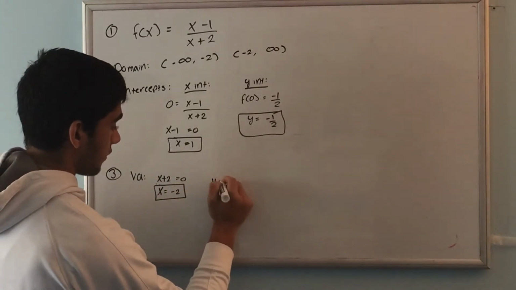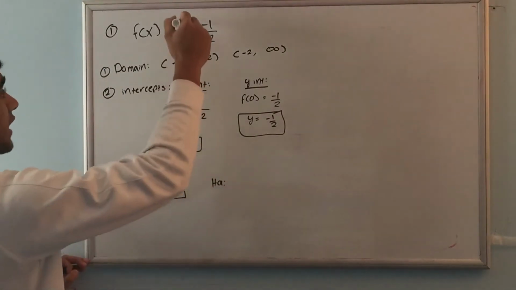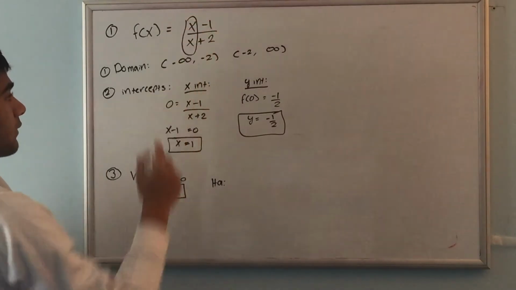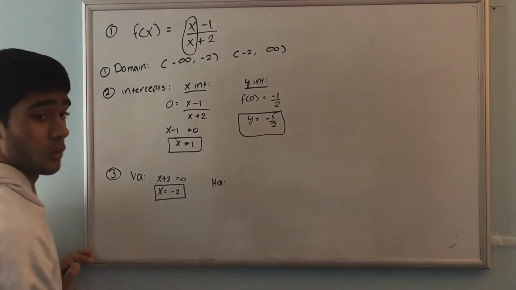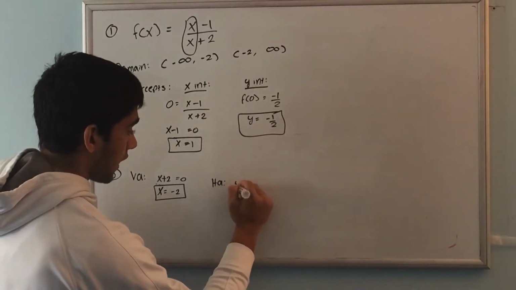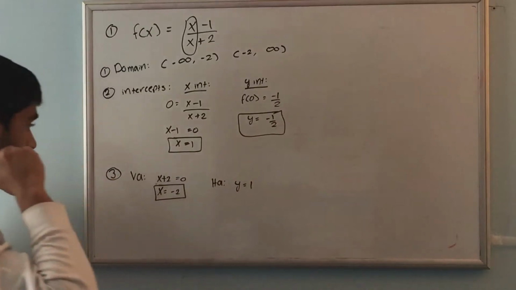And for our horizontal asymptote, if you look at the function, notice that the highest power variable in both the numerator and the denominator is x. So all we need to do is compare the ratio between them, and it's a 1-to-1 ratio, so the horizontal asymptote would be y equals 1.